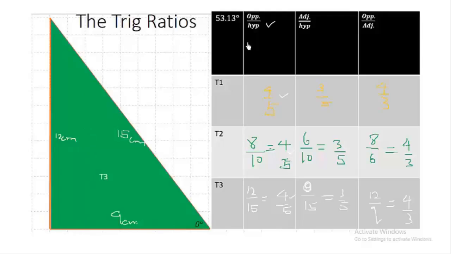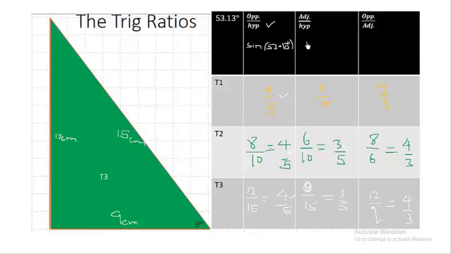That constant ratio is what we call the sine of the angle theta. I would like you to take your calculator and find the sine of 53.13 degrees. You see that it will be approximately equal to 4 over 5, correct to 2 decimal places.